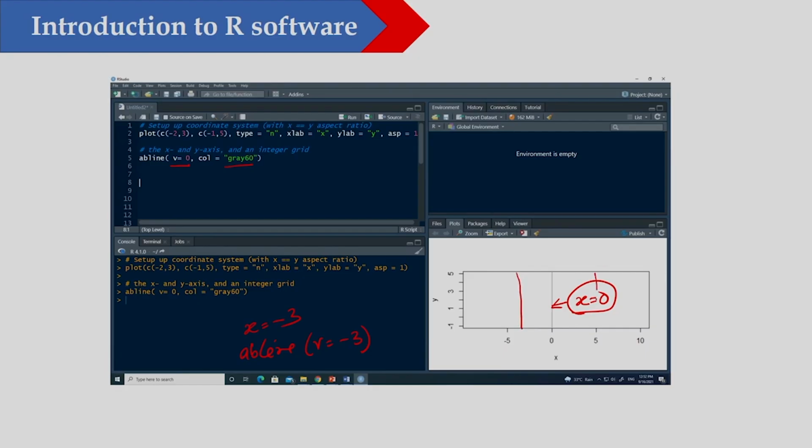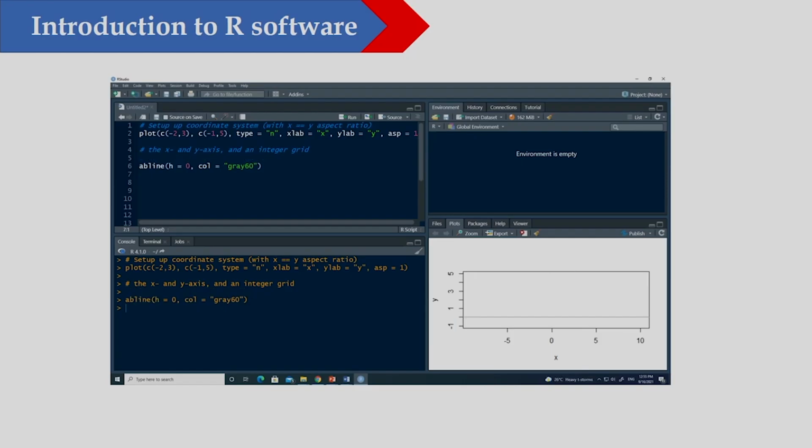Similarly, I would like to draw a line for x equal to plus 5. So, what will I do? I will write abline and then v equal to 5. So, I can draw that v equal to 5 and this is v equal to minus 3. Okay, I hope this is clear. So, I can draw a vertical line. Now, I would like to draw a horizontal line.